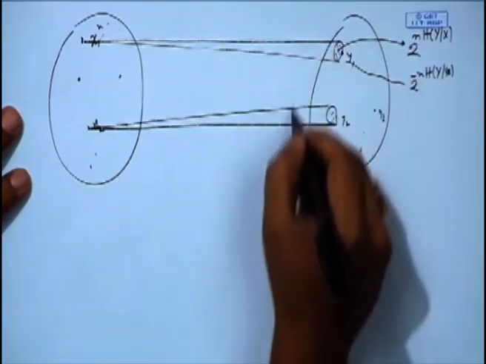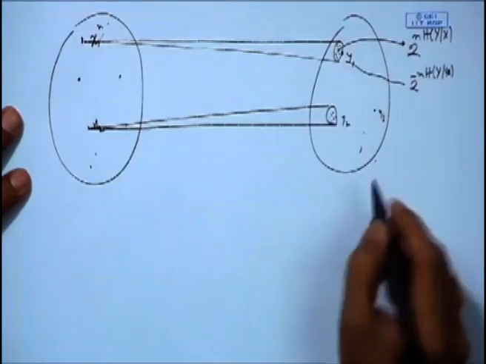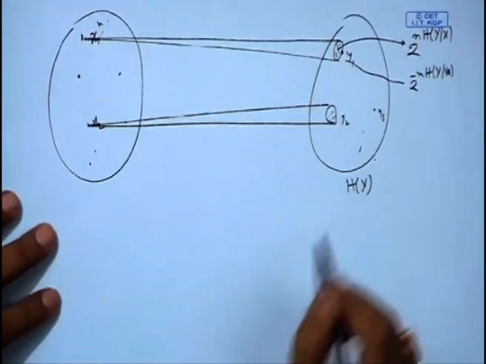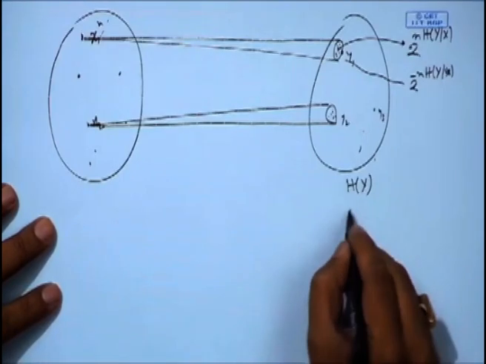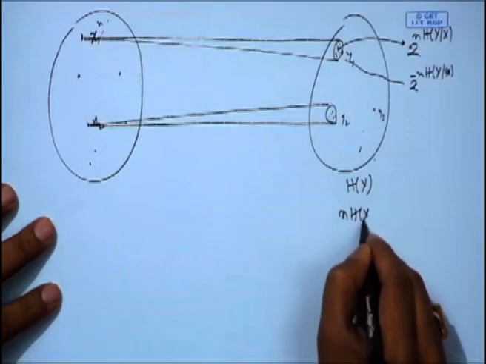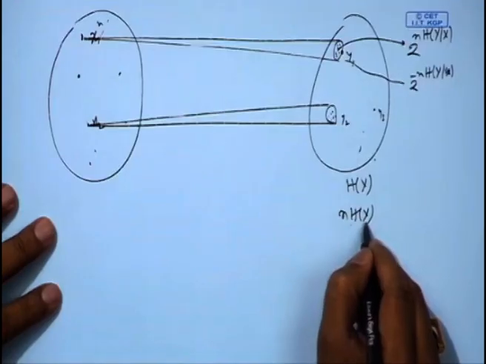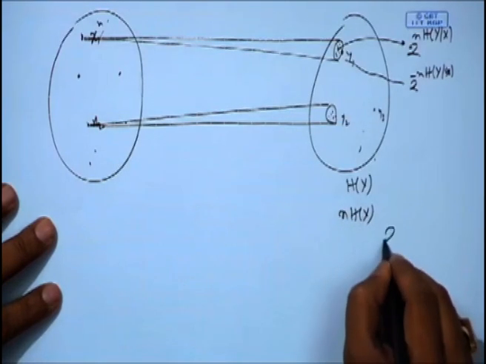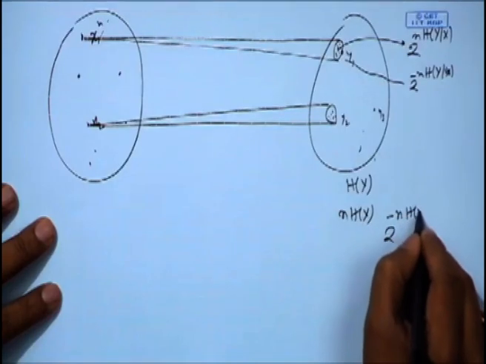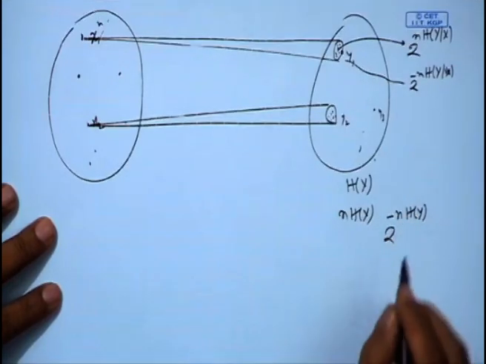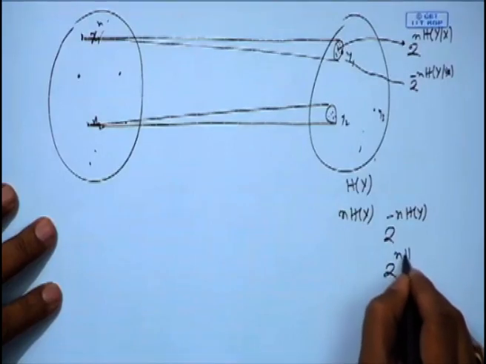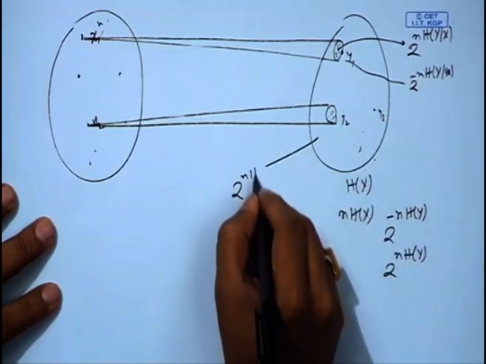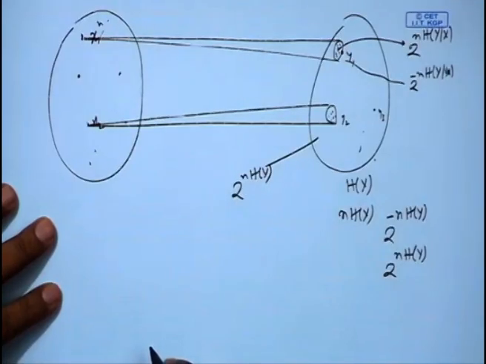So, what is the number of typical sequences in y? If H(Y) indicates the entropy of this output, then n H(Y) is the entropy of the output when n symbols are taken together. So, the typical sequence would have a probability of 2 to the power of minus n H(Y), and the number of such typical sequences would be 2 to the power of n H(Y). So, there are 2 to the power of n H(Y) typical sequences.